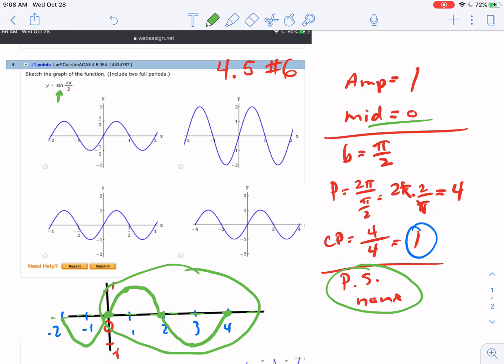So remember, it's hitting the midline at 2. So that's not 2. That's not 2. That's not 2. And there it is. So that would be the graph I would choose.